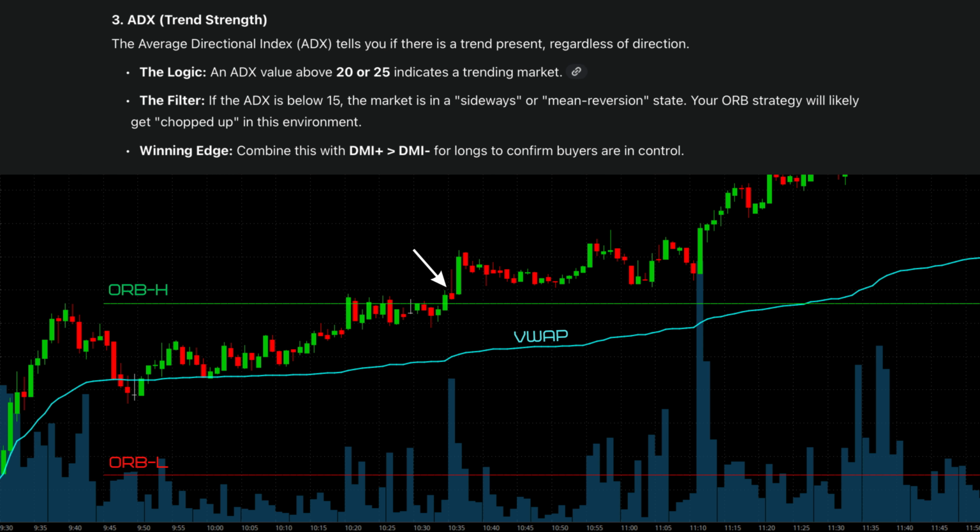3. ADX, trend strength. The average directional index, ADX, tells you if there is a trend present, regardless of direction. The logic: an ADX value above 20 or 25 indicates a trending market. The filter: if the ADX is below 15, the market is in a sideways or mean reversion state. Your ORB strategy will likely get chopped up in this environment. Winning edge: combine this with DMI+ greater than DMI- for longs to confirm buyers are in control.